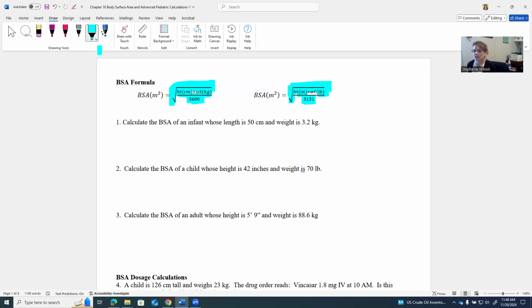So let's get started. The first example says that we have 50 centimeters and 3.2 kilograms. So we're just going to use this first one. I'm going to write it all out. However, in this calculator, we have to do it in steps.